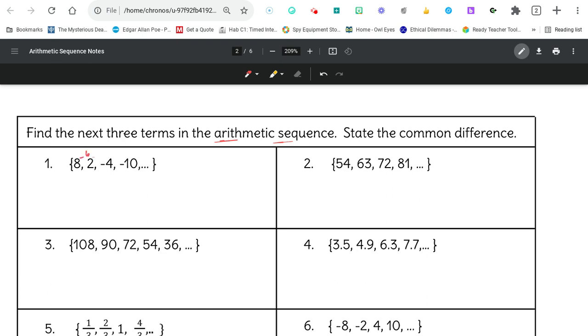8 minus 2 is 6. 2 minus 2 is negative 4. Negative 4 minus 6 is negative 10. Negative 10 minus 6 is negative 16. Negative 16 minus 6 is negative 22. Negative 22 minus 6 is negative 28. So the next 3 terms are negative 16, negative 22, and negative 28. And the common difference is negative 6.